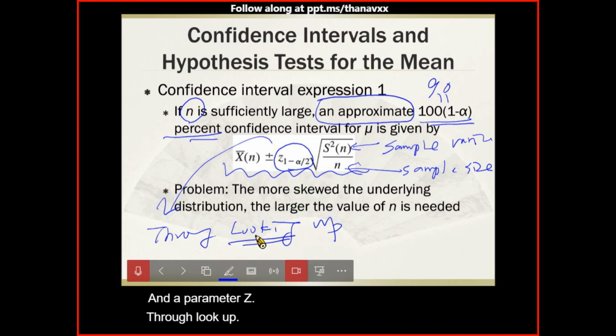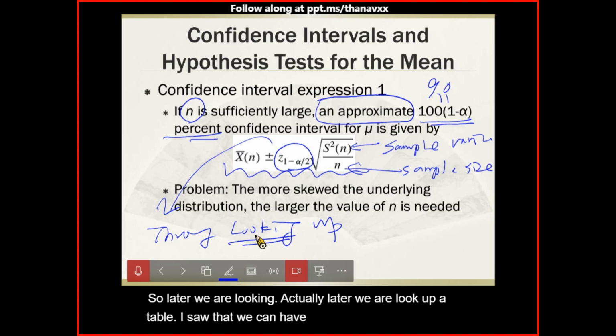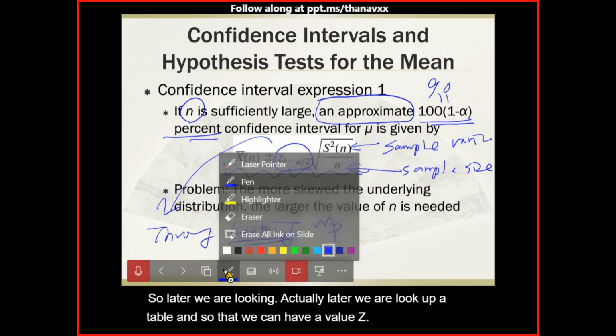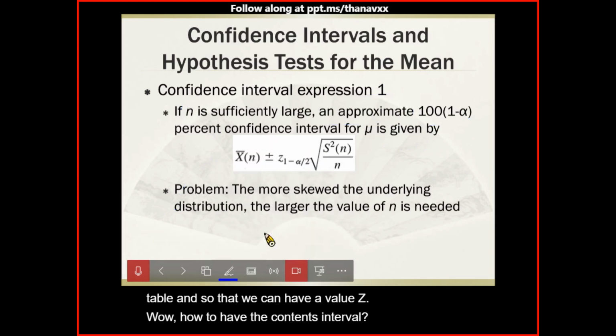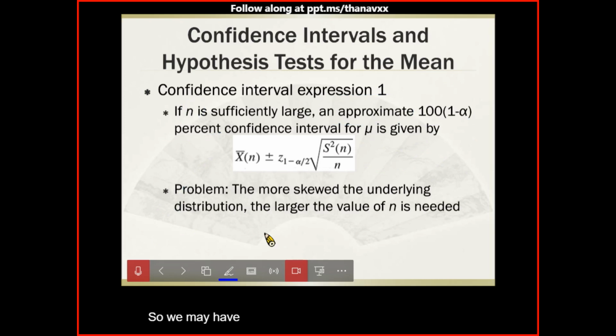So later we will look up a table so that we can have the value z. Well, how to have the confidence interval? So we may have some problem. And because of the problem, we expect to have large enough n.